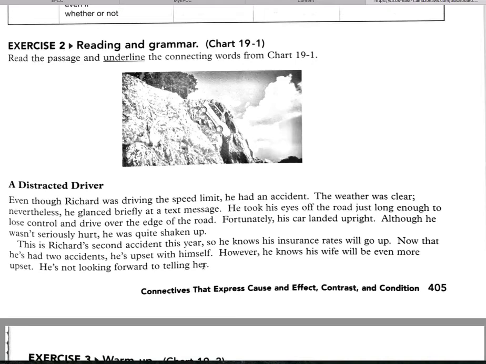So if we try to find in this reading, in these 2 paragraphs, words that show connectives from the list on chart 19.1, we'll go sentence by sentence. We look at the first sentence, or the first line. Even though Richard was driving the speed limit, he had an accident. The weather was clear, semicolon. So here, my first connective would be even though. Okay? And even though shows us contrast.